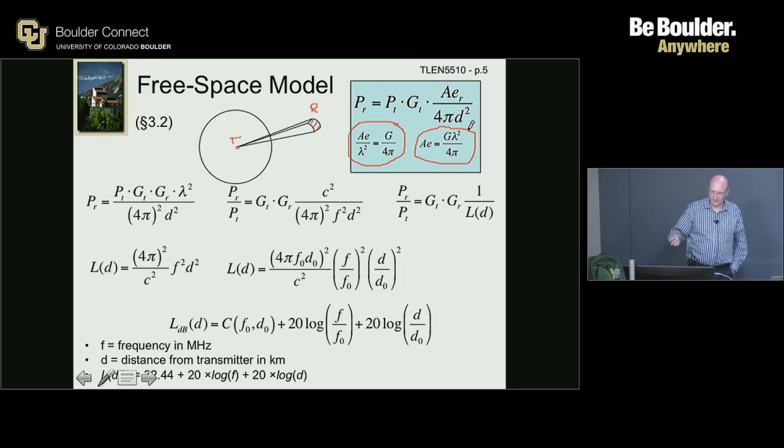The inverse is just because the loss is defined as a loss, therefore the power transmitted divided by the received power is the loss, but the power received divided by power transmitted is 1 over the loss. And so that loss, path loss, L(d), is 4 pi squared over c squared, f squared, d squared.